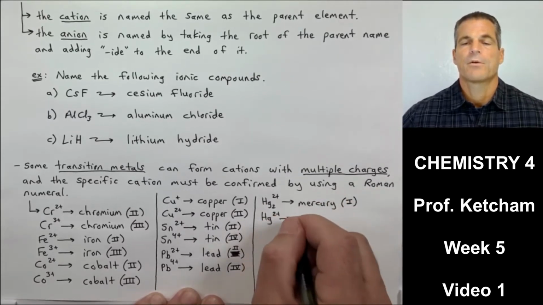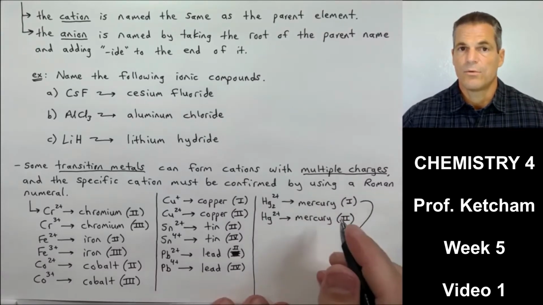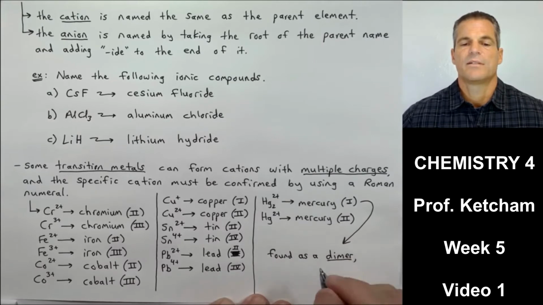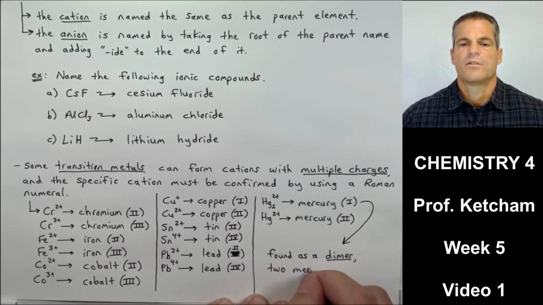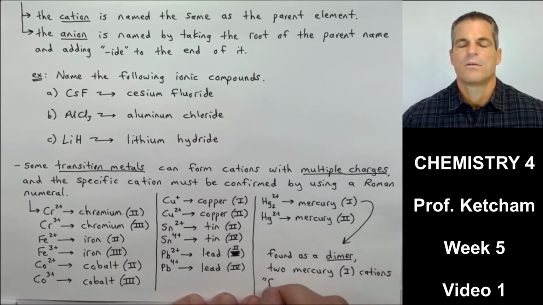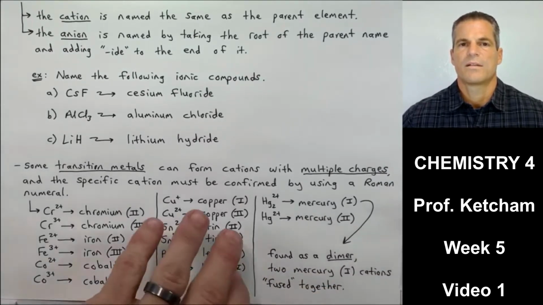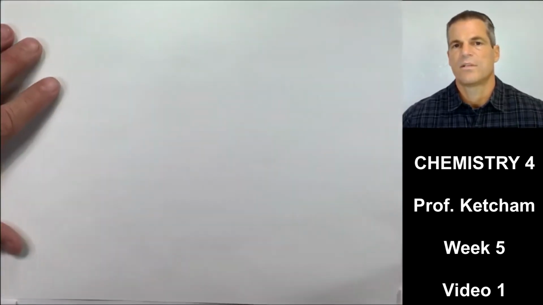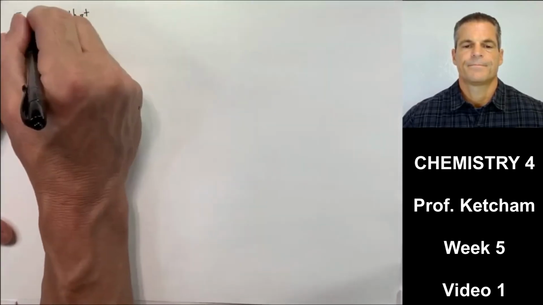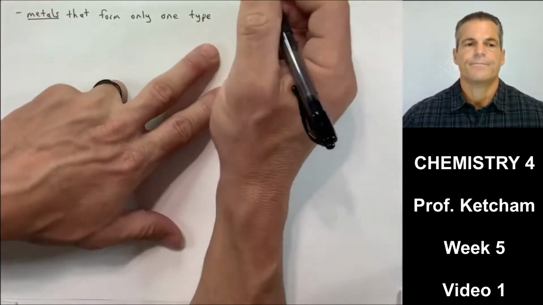Now mercury 1 is kind of a special one here. Hg2 2+ is mercury 1, Hg2+ is mercury 2. So the mercury 1 ion there, the Hg2 2+, is found as a dimer, which is essentially 2 mercury 1 cations fused together, if you will. Okay? So we use Roman numerals nowadays.